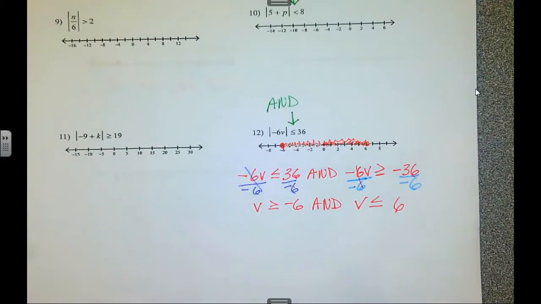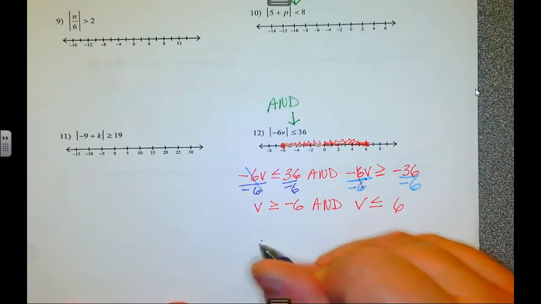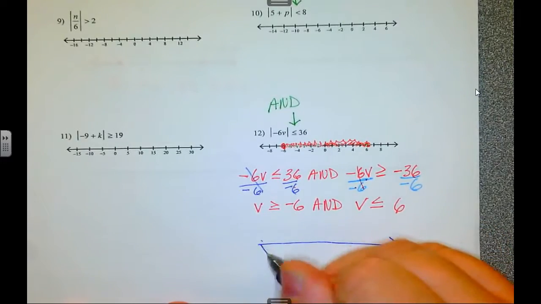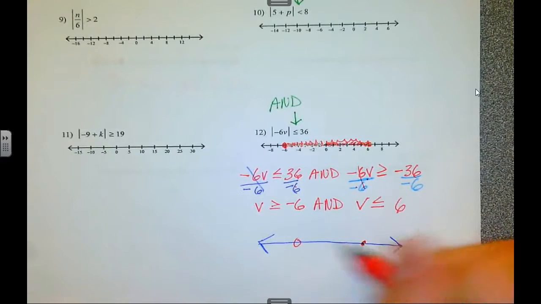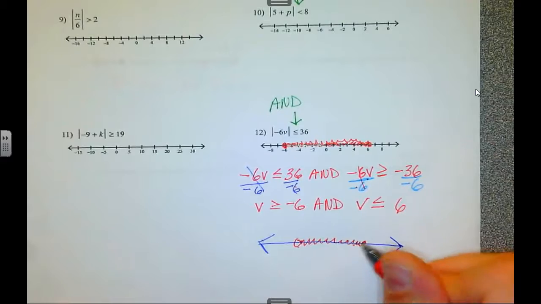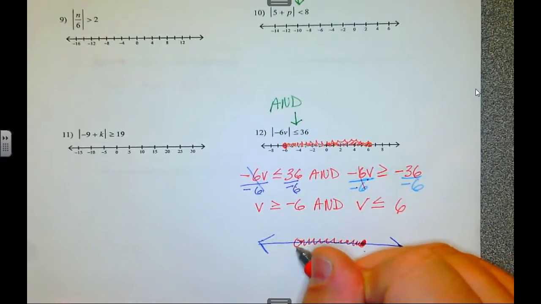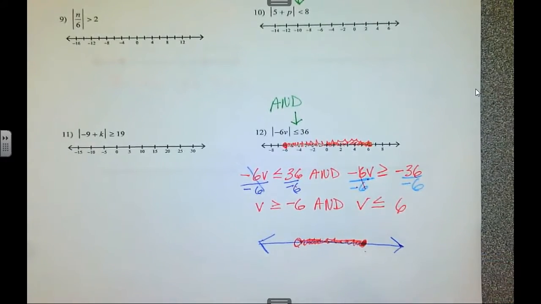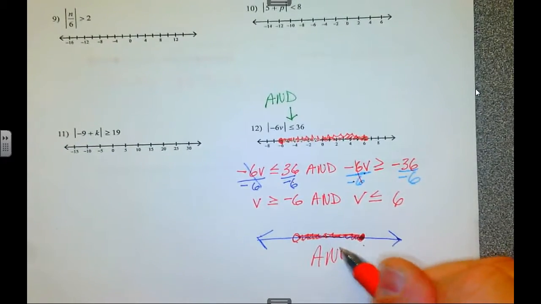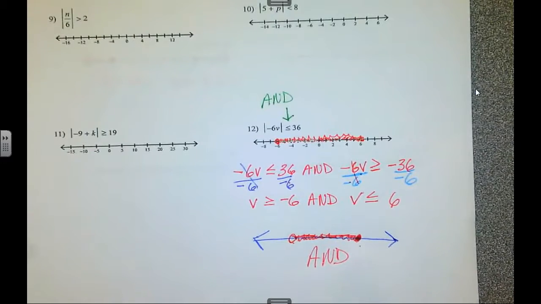So and statements are going to look like this. Either an open or closed circle, and we're going to shade in between them. That's an and statement. So there's a lot going on with inequalities. A lot more than just equations.